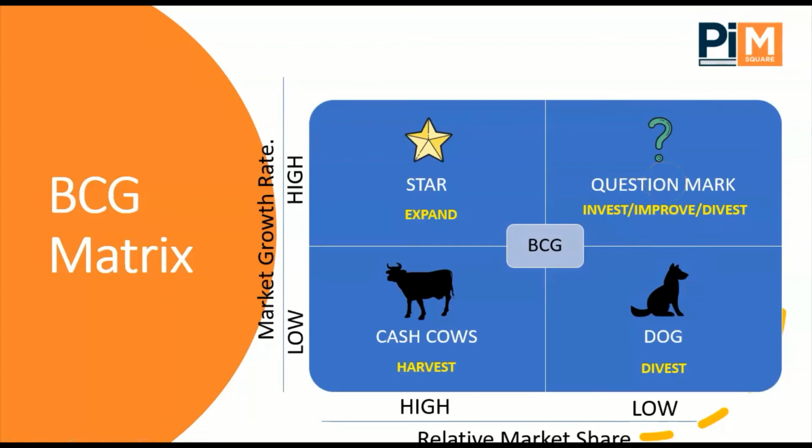So management has to think hard about which question marks it should try to build into stars and which to phase out. They have to plan carefully whether it will go to a star or whether it will go down to a dog SBU. So the question marks are about whether to invest or divest, whether to improve or not. So this is where the SBU will come into the picture.